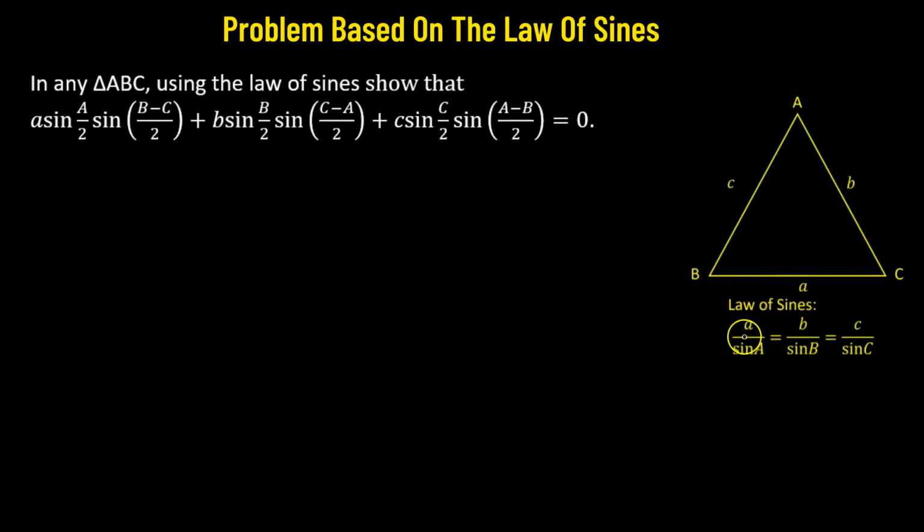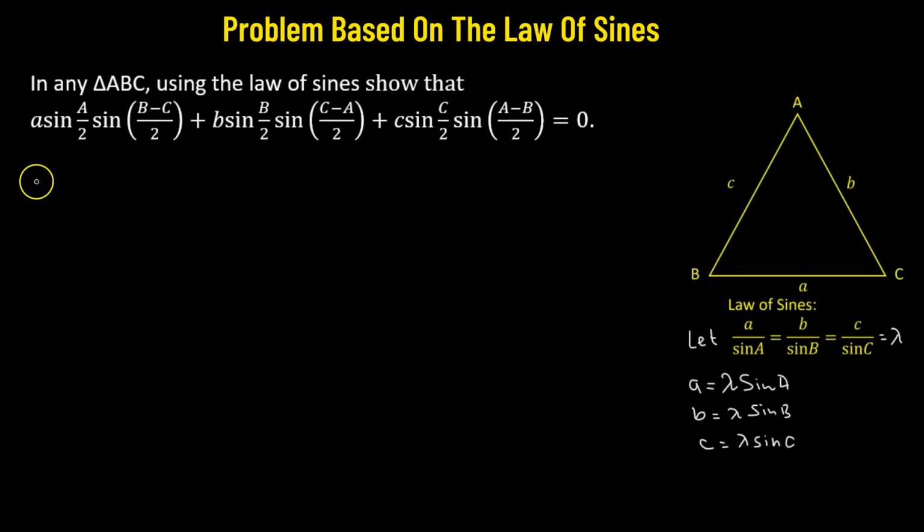Then the law of sines states that the ratio of side a to the sine of the angle opposite to a is equal to the ratio of side b to the sine of the angle opposite to side b, and that's also equal to the ratio of side c to the sine of the angle opposite to side c. This is the law of sines. We will suppose that these three ratios are equal to a constant lambda, such that a can be represented as lambda times sine A, then b will be equal to lambda times sine B, and c will be equal to lambda times sine C.